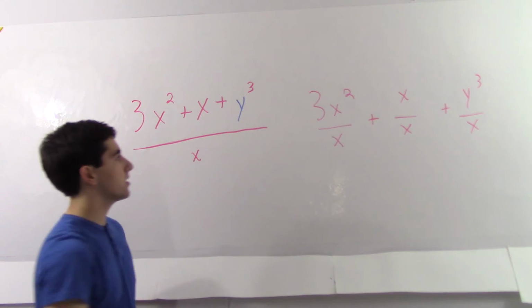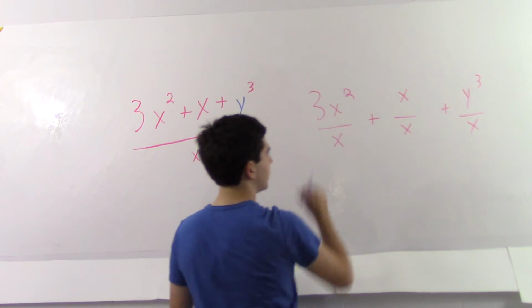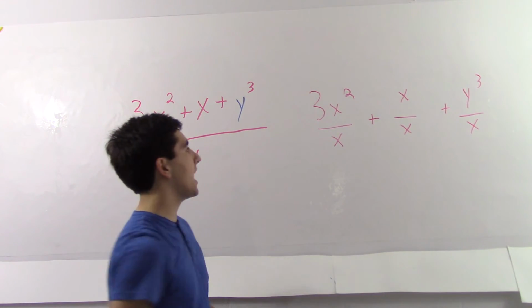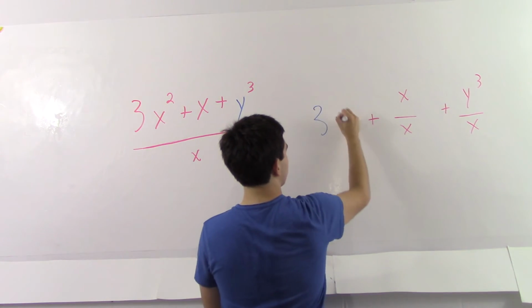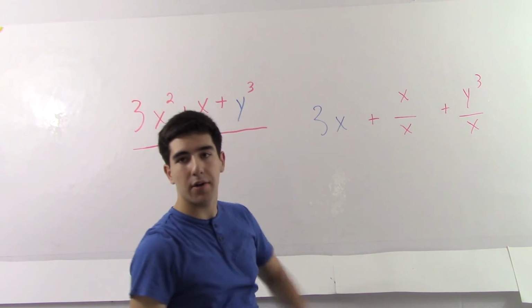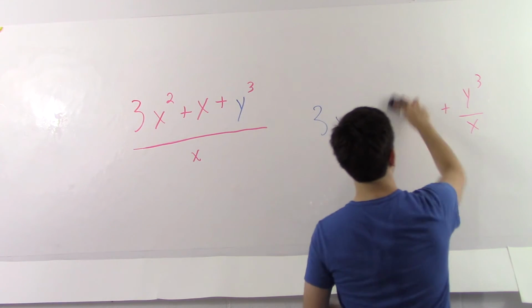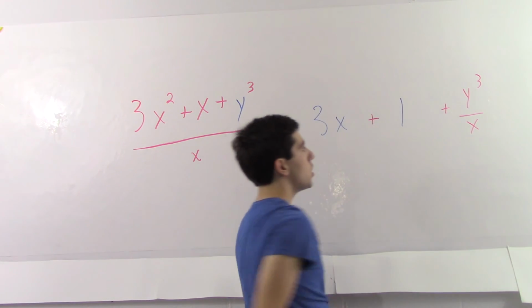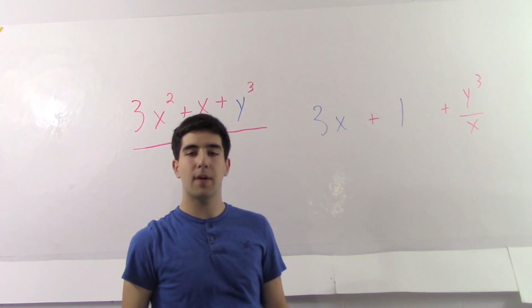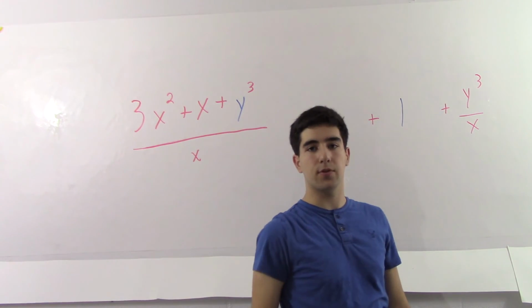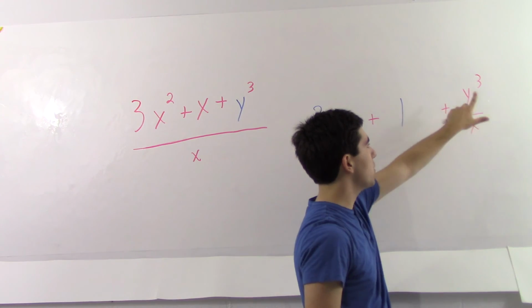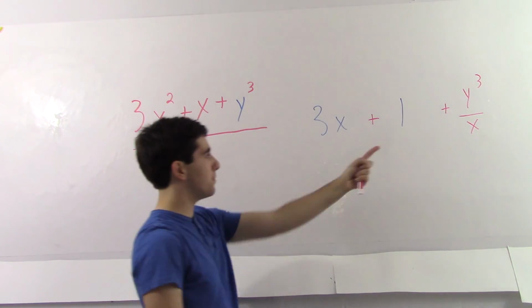And here's why. So 3x squared can be divided by x, which would make 3x. x divided by x is just 1. But y cubed divided by x doesn't work because x and y are different variables. So you would leave it just like that, y cubed divided by x, and that would be your final answer.